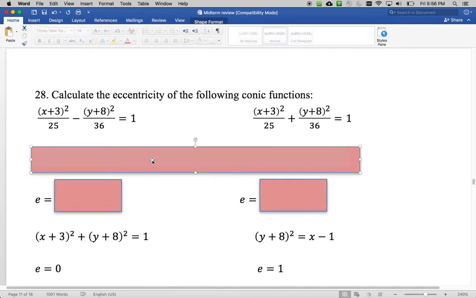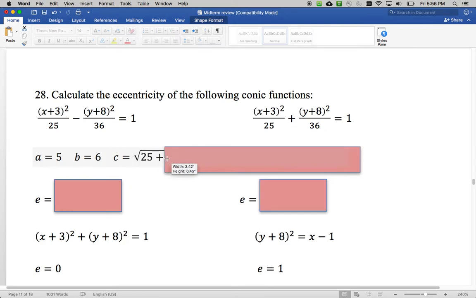Okay, now for the eccentricity of the hyperbola, you have to know your a and your b, so square root the denominators. So square root of 25 is 5, square root of 36 is 6, and with that information you have to calculate c, and so it's going to be the square root of 25 plus 36. The formula to find c for the hyperbola is you add the two squared terms of a and b, and then you square root that. So that just gives you the square root of 61. I believe 61 is a prime number, so we're just going to leave it as square root of 61.